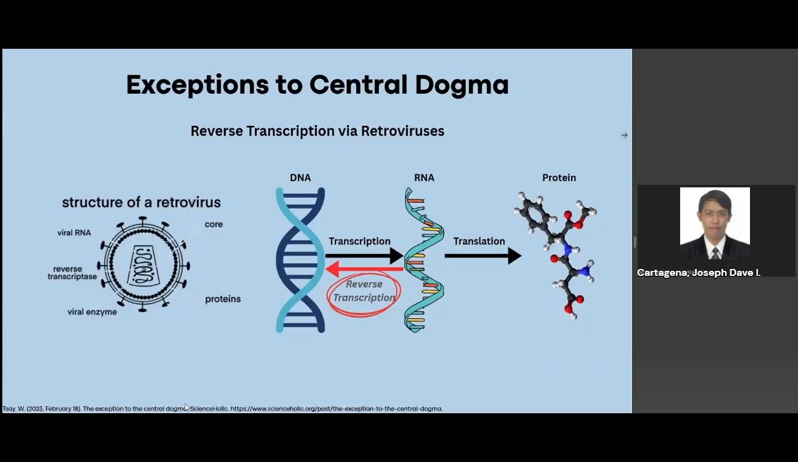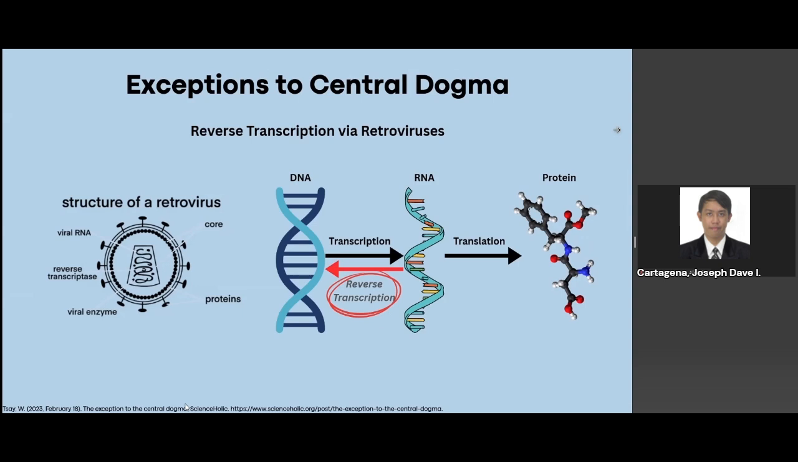So, for the exceptions to the central dogma, let's kick off our review by talking about reverse transcription, a classic exception to the central dogma. Normally, we think of genetic information flowing from DNA to RNA to protein. But in some viruses, especially retroviruses like HIV, the flow goes backwards. These viruses use an enzyme called reverse transcriptase to convert their RNA genome into DNA, which then integrates into the host genome.